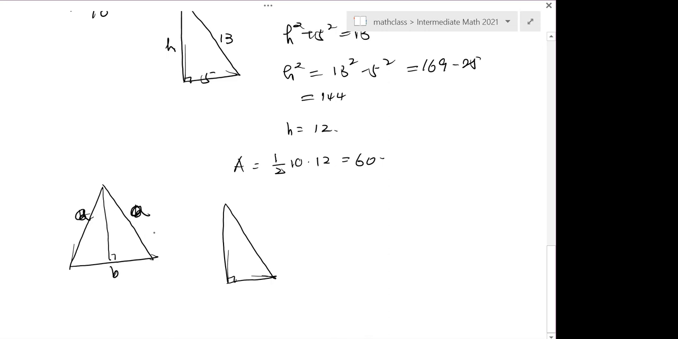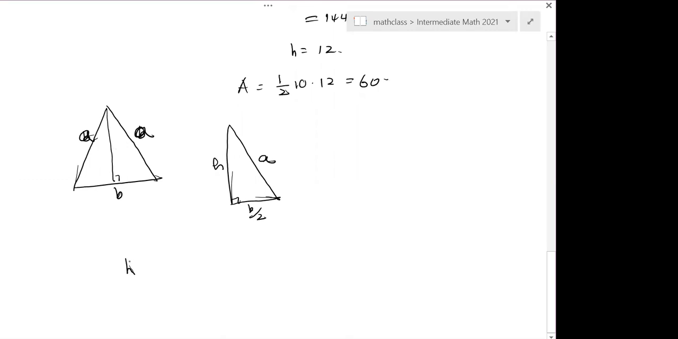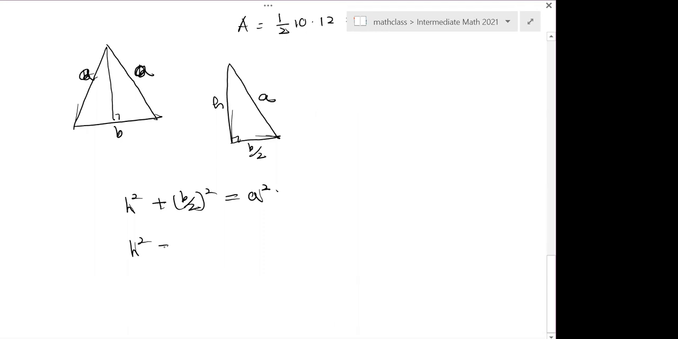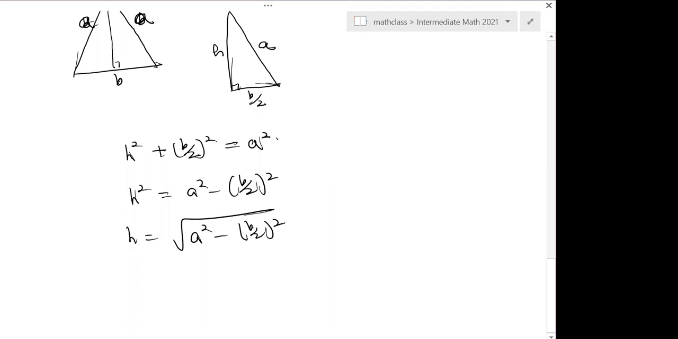actually you get two congruent right triangles. So this H, that's half of B. So you still can apply the Pythagorean theorem to find the H, okay? Then you solve for H. Now this time, you're not able to simplify it. So H is going to be like a square root. Okay, so this is my H.